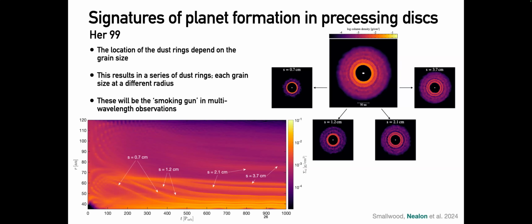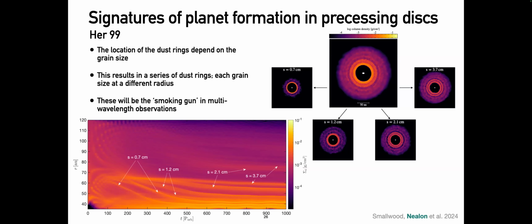Instead of running with one dust grain, Jeremy ran with a range, and they're split by the arrows. You can see the different components that he simulated, going from 0.7 centimeters all the way up to 3.7 centimeters in terms of grain size. And this effect depends on the grain size. So you can see that he's got slightly different signatures by the end of his simulation for each of these.